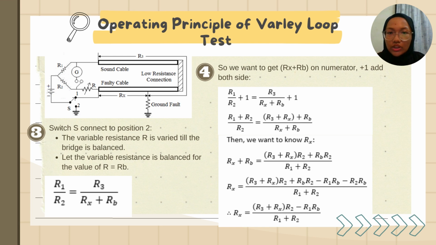So we will get the equation R1 plus R2 over R2 is equal to R3 plus Rx plus RB over Rx plus RB. So now we just want to have the value for Rx. We will arrange it until we get Rx is equal to R3 plus Rx times R2 minus R1 times RB, divided by R1 plus R2.